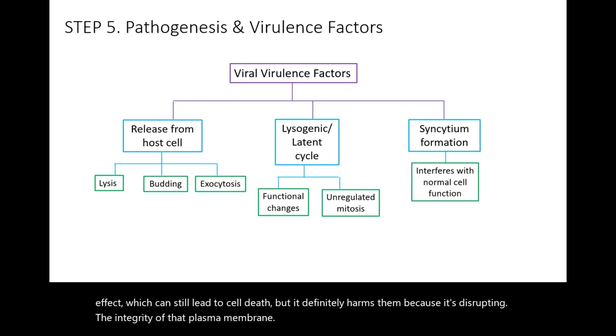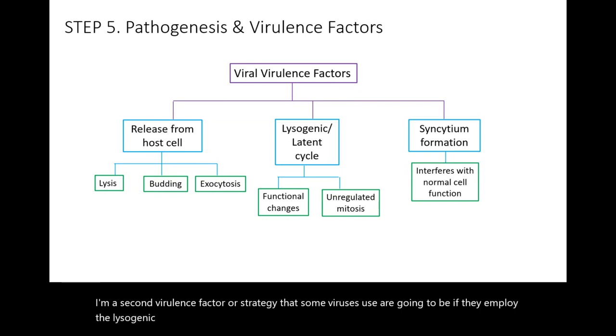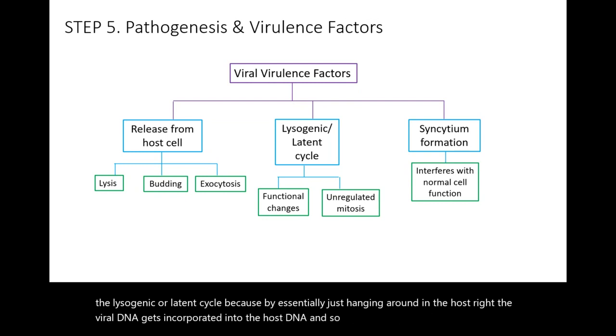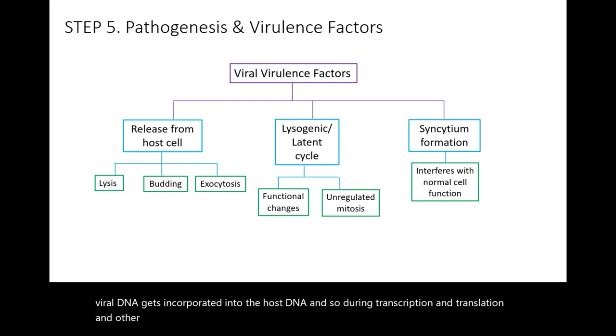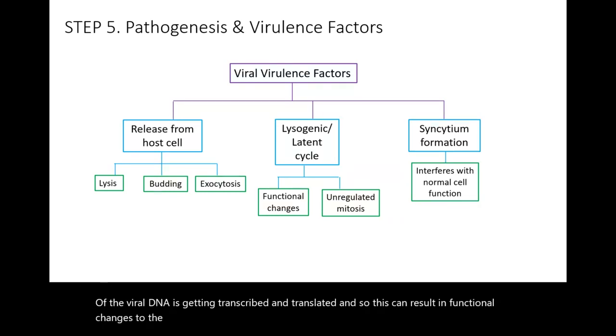A second virulence strategy that some viruses use is the lysogenic or latent cycle, because by essentially just hanging around in the host, the viral DNA gets incorporated into the host DNA. During transcription and translation and other normal host cell processes, some of the viral DNA is getting transcribed and translated. This can result in functional changes to the host cells. For instance, some viruses cause normal hormone production to cease, so that's not any good.